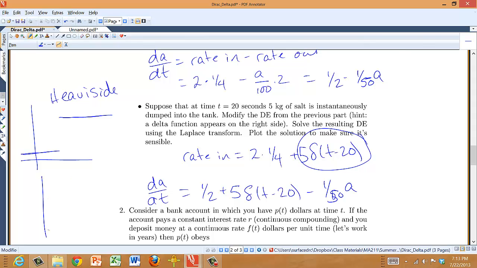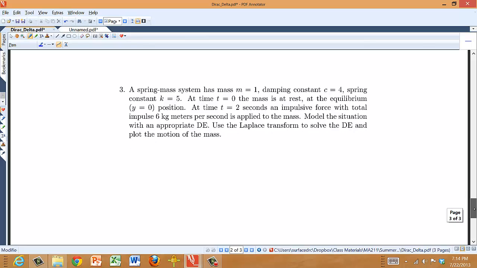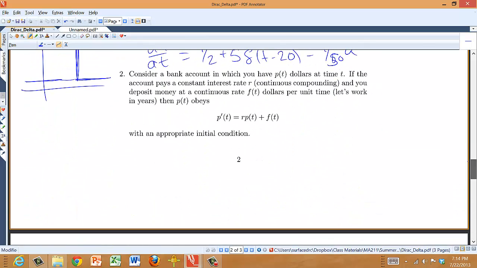But that's not what we have. Our inflow rate at time 20 is 1/4 kilogram per second. At time 20 we add all this salt, so our inflow rate will be huge there, and then it dies off. So this is a Dirac delta right here. Okay, let's take a look at this next one.